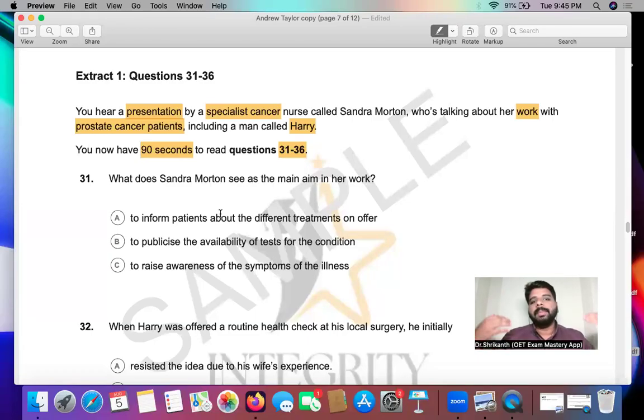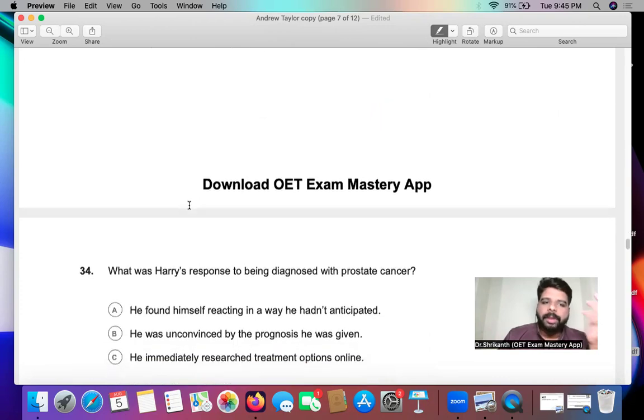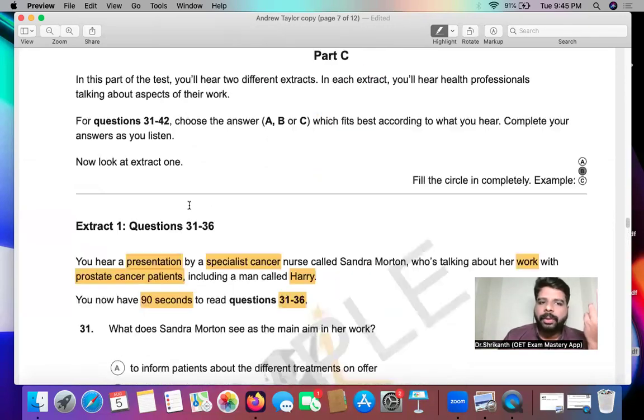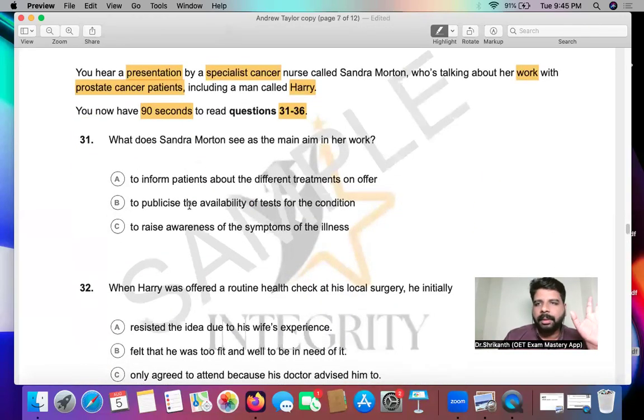So now you're in listening part C, and you have very limited energy, and also you are a little bit stressed and anxious. In that state of mind, if a student is simply reading 31, 32, 33, 34, 35, 36, what is going to happen? Nothing is going to happen. That means they simply wasted the 90 seconds.